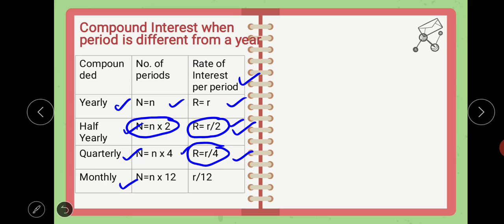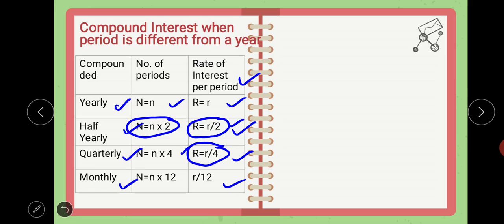And the rate of interest, suppose the rate of interest is 10% per annum. So we have to take here R divided by 12. It means 10 divided by 12. So by using this we can calculate the amount and compound interest.